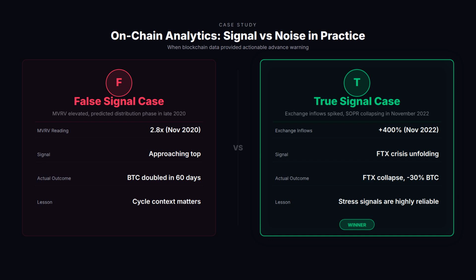The countercase is equally important for calibration. In late 2020, MVRV readings entered historically elevated territory that had preceded tops in previous cycles. Analysts who mechanically reduced BTC exposure missed a subsequent 100% price increase. On-chain metrics are most reliable as stress indicators and least reliable as precise timing tools in strong bull market conditions.